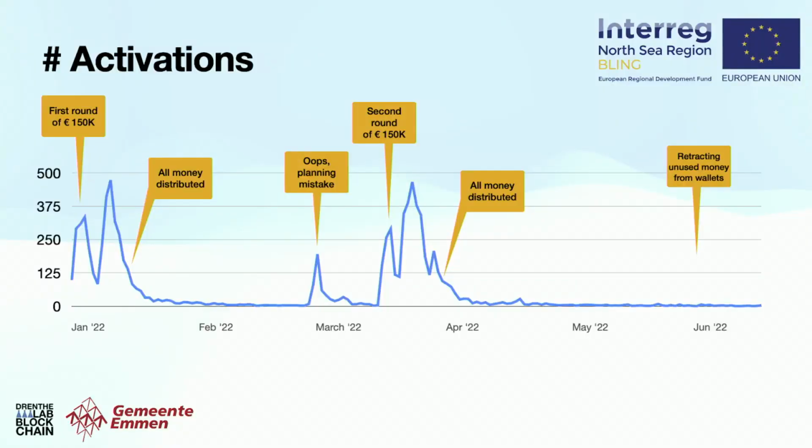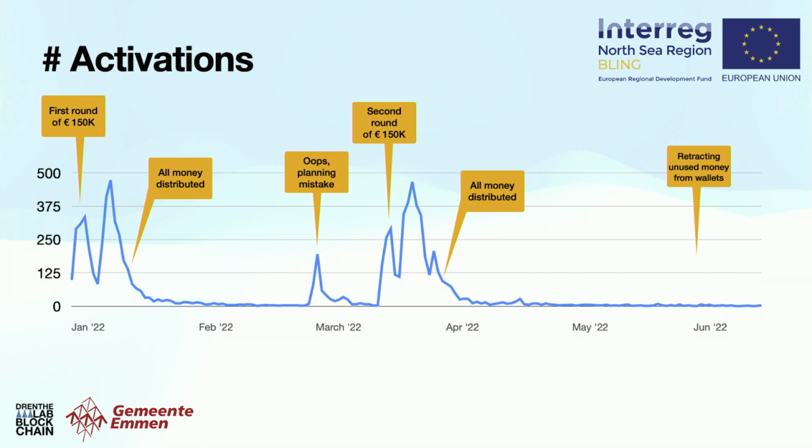Okay, but then this happened. So we started in January 22, and here you see a graph of the number of activations of these wallets. At this time, the first batch of points, 150,000 euros, were distributed. And that complete budget was allocated in the wallets of the households, of the homes, in, I think, 2 weeks, something like that.